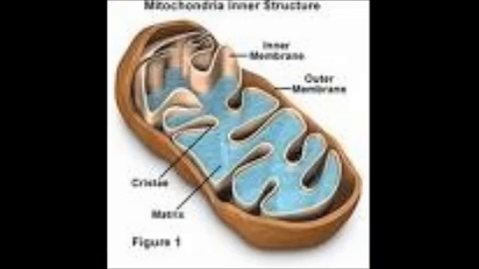Mitochondria is another power source of the cell. It consists of structures such as the two membranes, cristae, matrix, and free ribosomes.